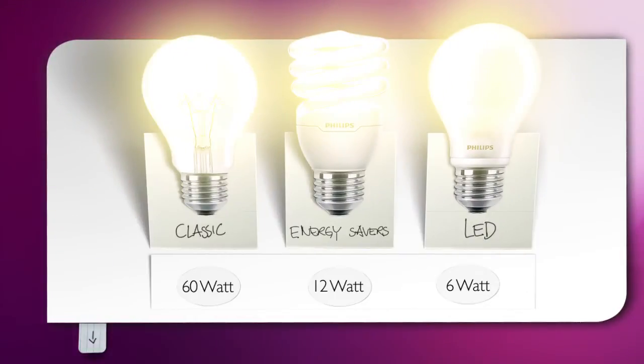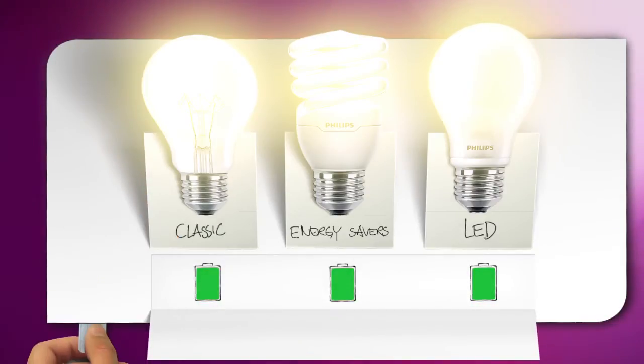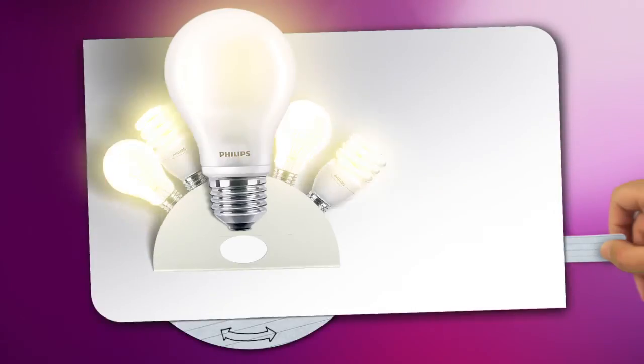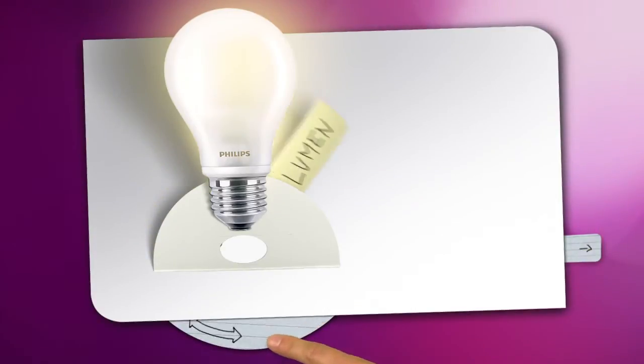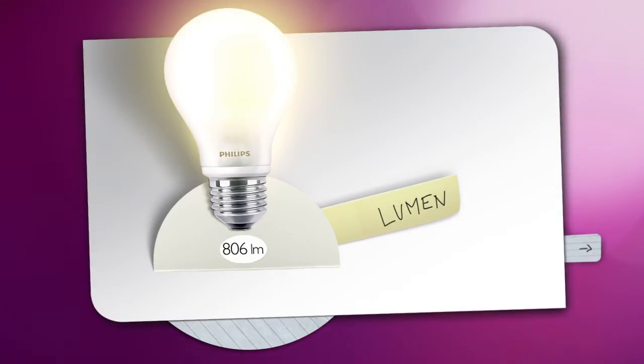Wattage tells you how much energy a bulb uses, but new technologies like LED and energy savers use less energy to generate the same amount of light as classic bulbs. Confusing, isn't it? If you want to know the amount of light a bulb really produces, you need a measure that allows you to compare all types of bulbs, regardless of the lighting technology. And this is lumen. The higher the lumen value of a bulb, the more light it gives.